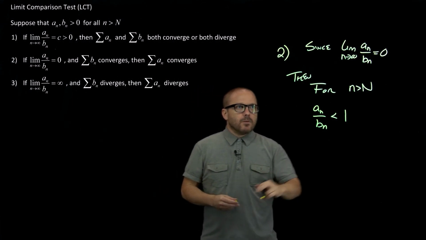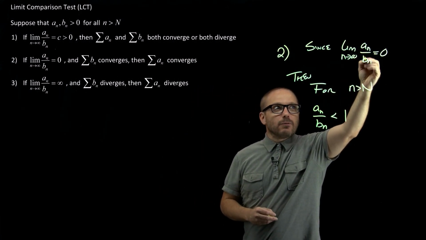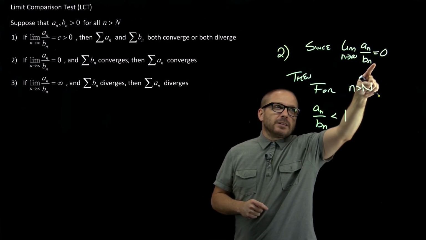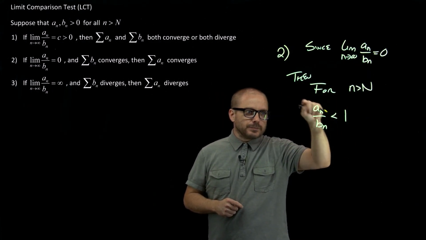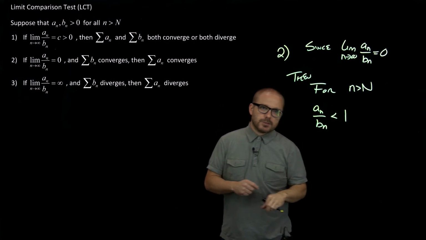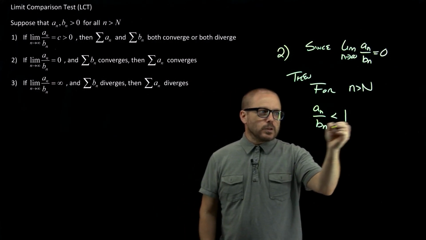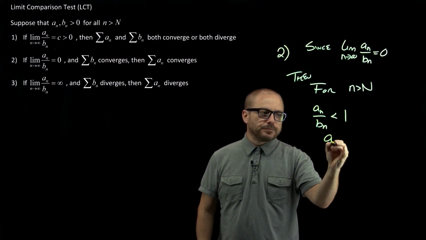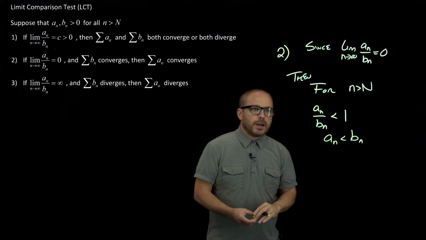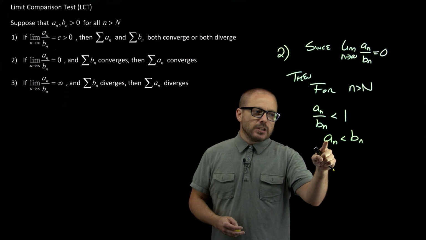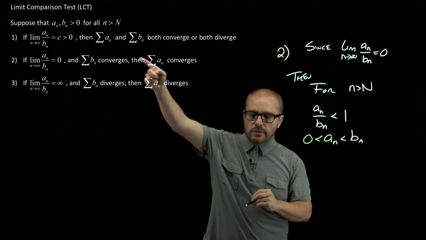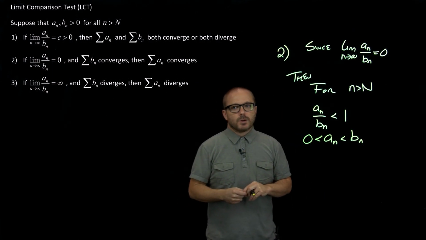Let's think about that. What does it mean for a limit to be 0? It means that that ratio is getting closer and closer to 0. Infinitesimally close, right? And so it's clearly got to be less than 1. Well, just multiply both sides by b_n. And what do we have? We have that eventually all of our a_n's are less than our b_n's. And as part of our supposition, the a_n's and b_n's were positive, so I can say that.